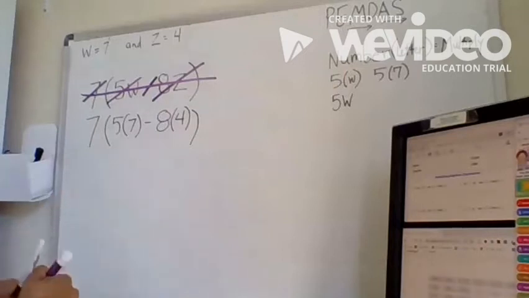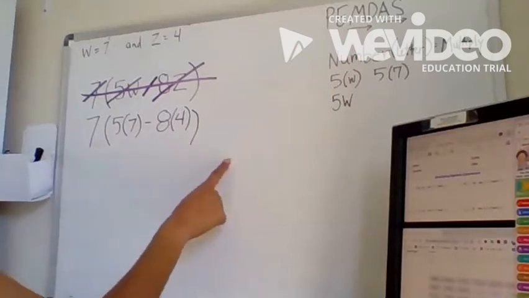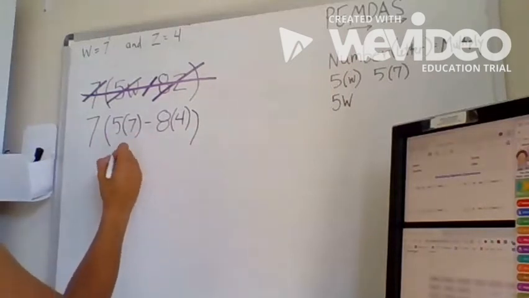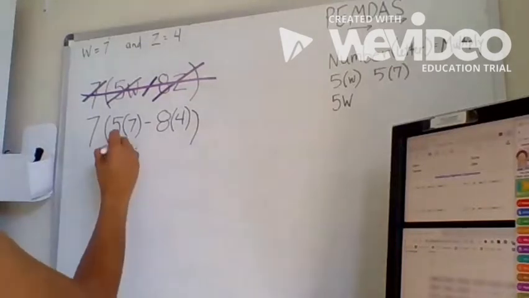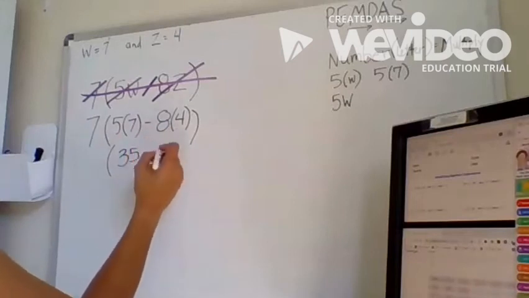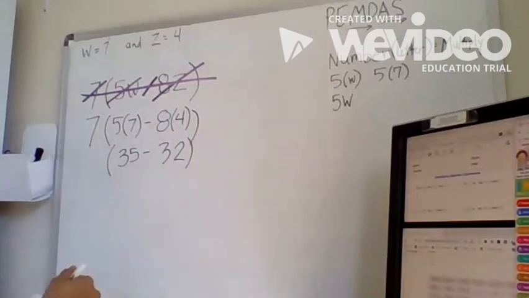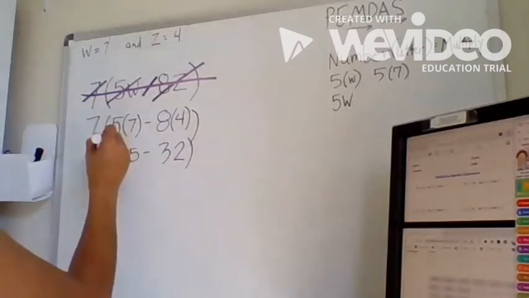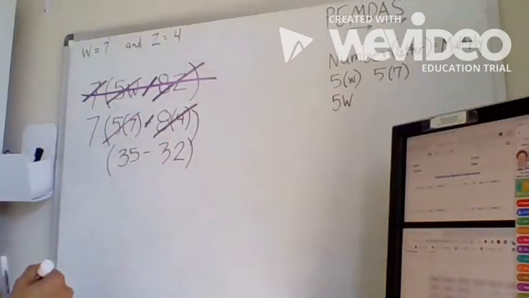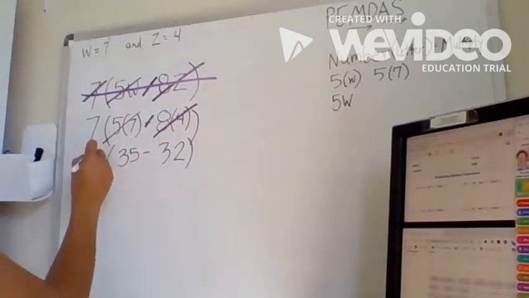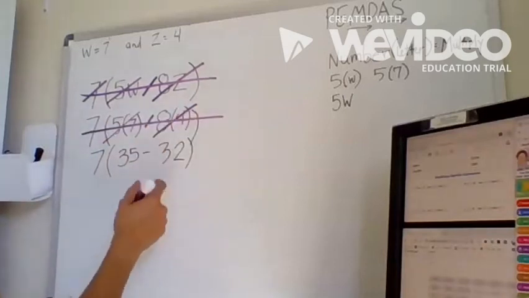So I'm going to do this one first because remember we start from left to right. So this says 5 times 7. That is 35. Minus 8 times 4. That is 32. All right. So I did the multiplication here. I did this multiplication. I brought down my minus, and then I'm going to bring down my 7. So I'm done with this one. Now I'm working on here.